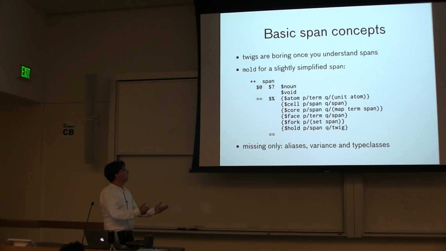What can the set be? It can be noun, which means it could be any noun, any S-expression, remember. It could be void, which is the empty set. I'm going to skip over atom and core because I have separate slides for those. A cell, obviously a cell: here's the span of the head, the span of the tail. A face, where we label this span.